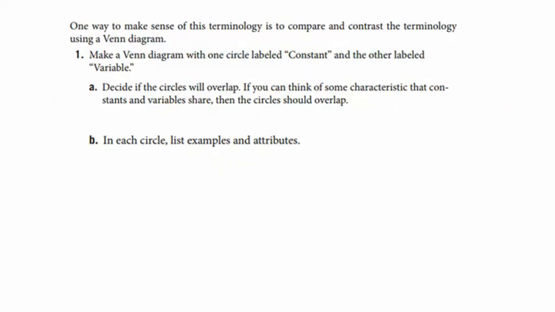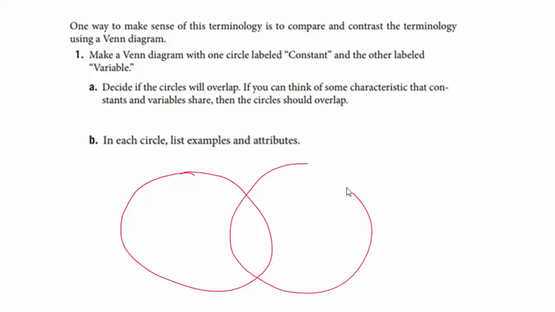All right, so to make sense of this terminology, we want to compare and contrast the terminology, and we've used Venn diagrams before, so we're going to do that now. Make a Venn diagram with one circle labeled constant and the other labeled variable. My circles don't have to be perfect for this, so we'll just go like that. So here's all my constants in this circle, and all my variables in this circle.